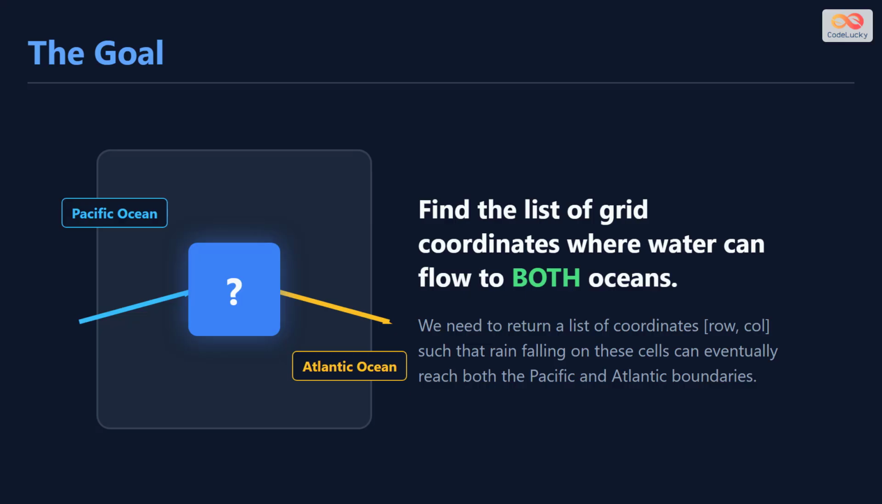Our objective is to find a list of all grid coordinates where, if rain falls, the water can eventually flow to both the Pacific and the Atlantic Oceans. We need to identify every cell that has a valid path to both the blue and yellow boundaries.